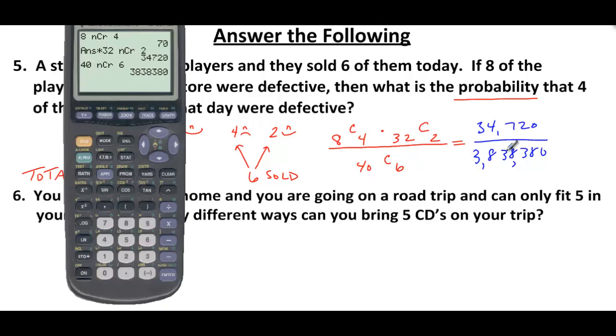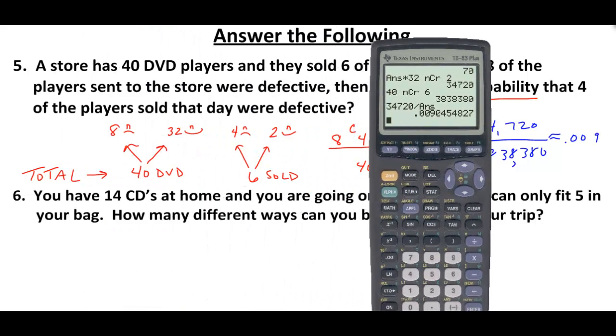And again, we could always take this number, 34,720, and divide it by my answer. And that gives me the probability this happens. So this is approximately 0.009. So that's less than a 1% chance that I would sell 4 bad ones that day. Okay, so let's look at our 6th example.